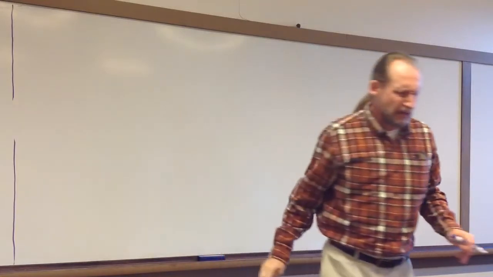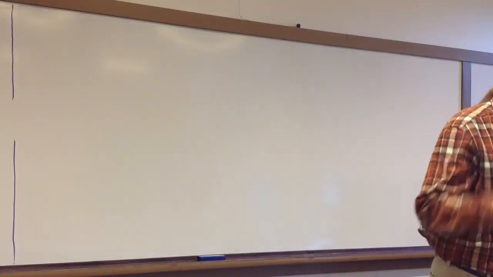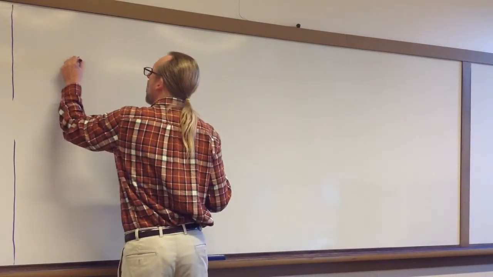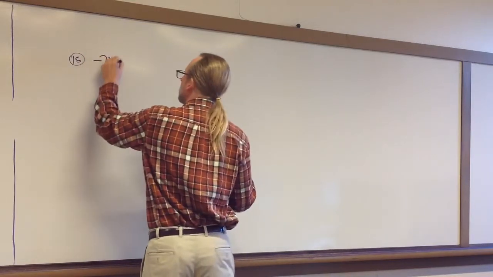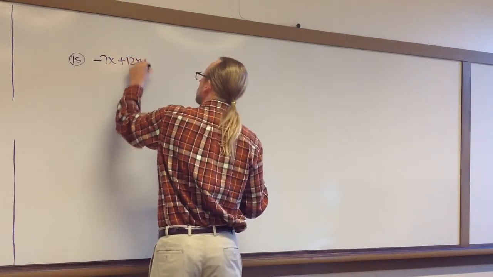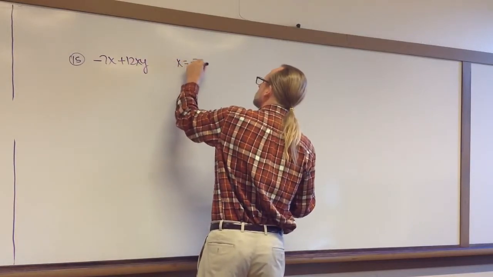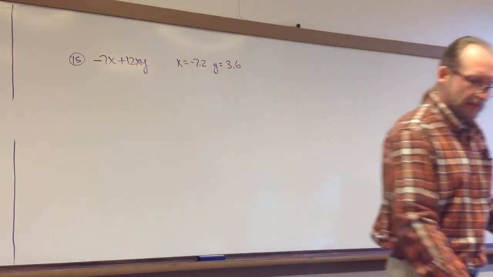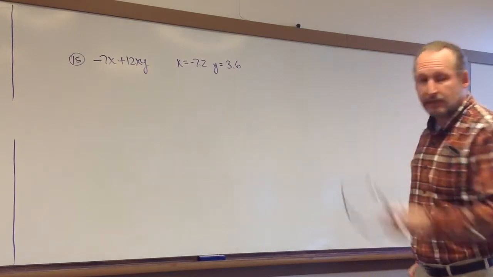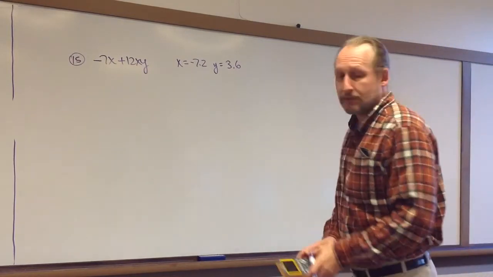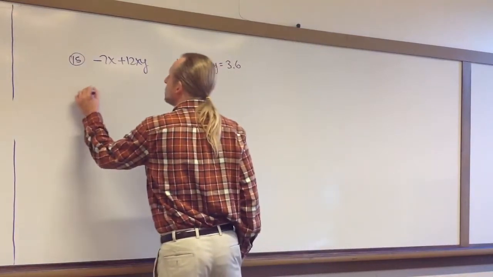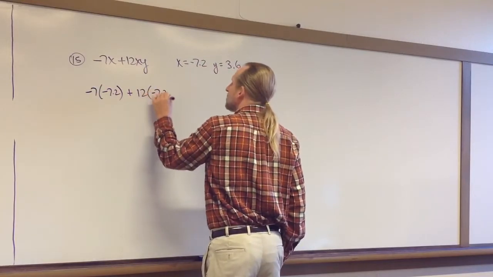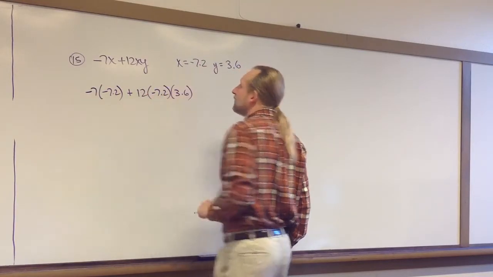Let's see where we are here. Okay, so now we get into the algebra problems. Problem 15. Let's see, negative 7x plus 12xy. And we know that x is negative 7.2, y is 3.6. Okay, so we need to make some substitutions and some calculation here. Let's see here. So this is negative 7 times negative 7.2, and then 12 times negative 7.2 times 3.6.